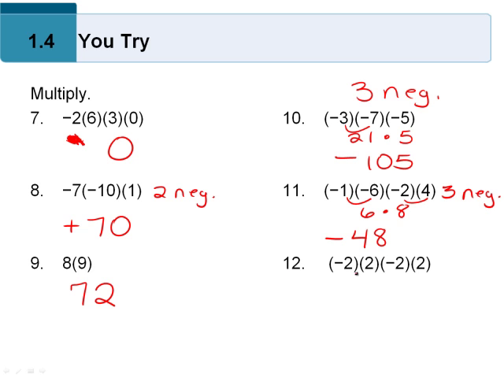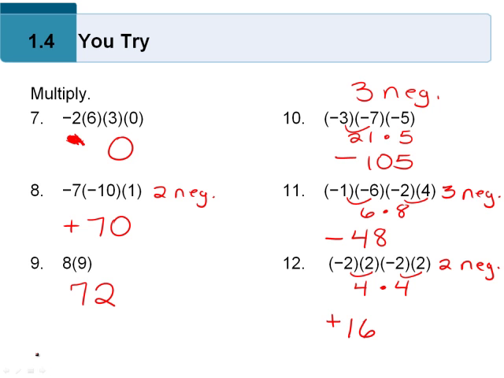And number 12, we have negative 2 times 2 times negative 2 times 2. So if you look all the way across, we have 2 negatives. So if you have an even number of factors, that means your answer is going to be positive. And now let's go back and group them. 2 times 2 is 4, and the other 2 times 2 is 4. 4 times 4 is going to be 16, positive 16.